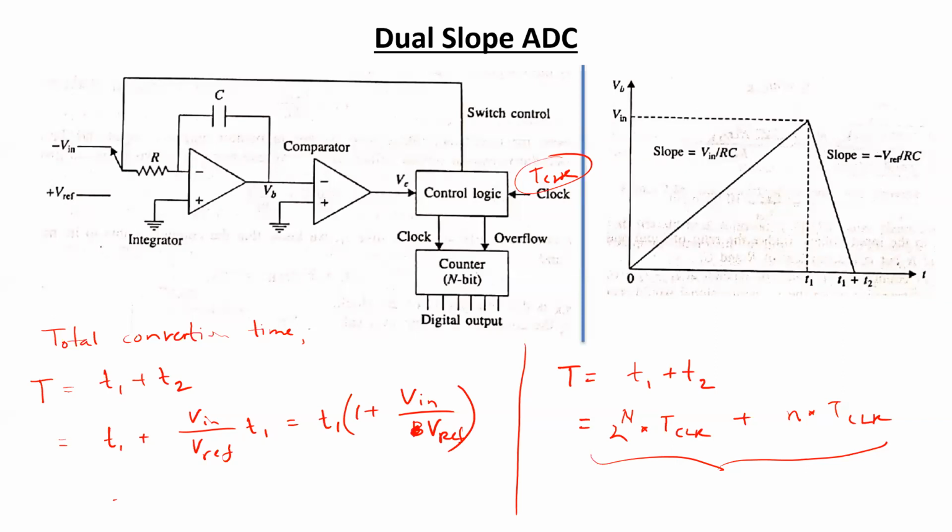So by that time, try to go through the theoretical part, and after going through the example in the next class, I'll try to discuss two types of DAC, and that will conclude our discussion on data converters.